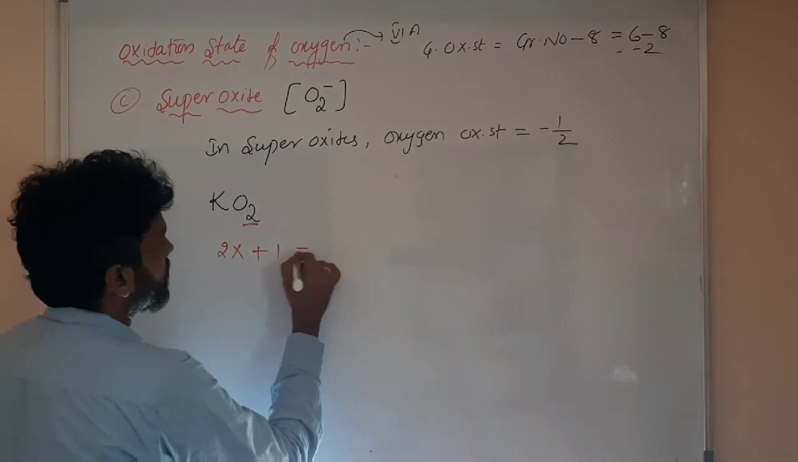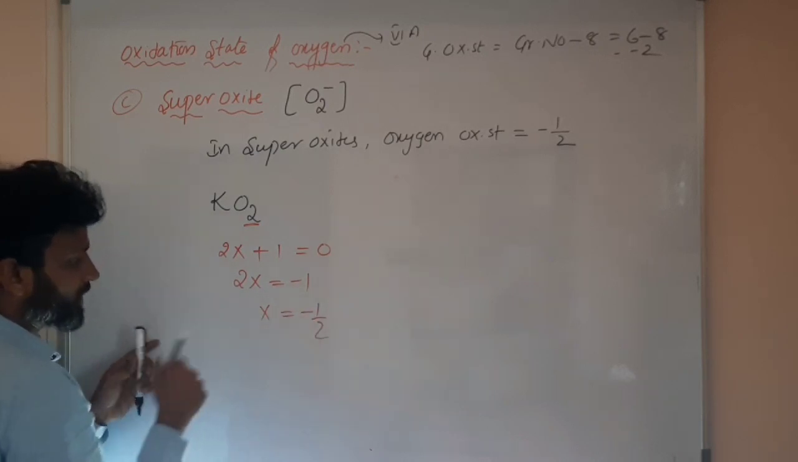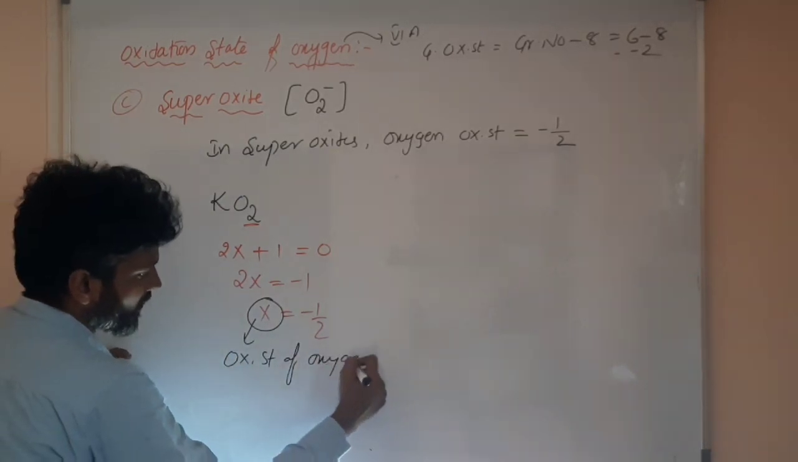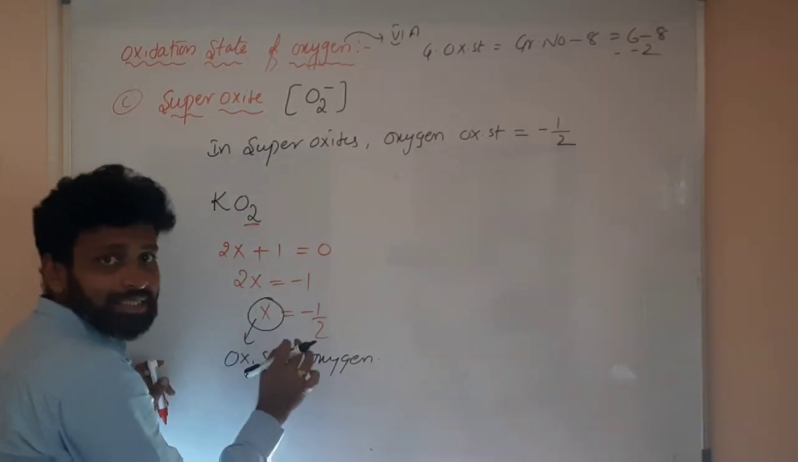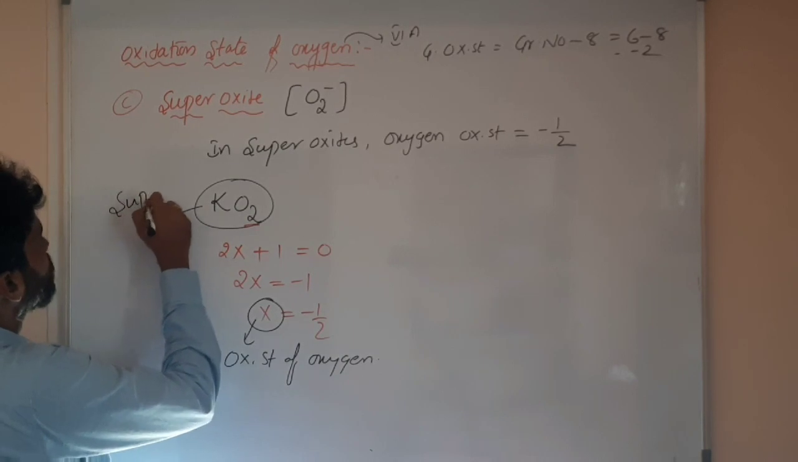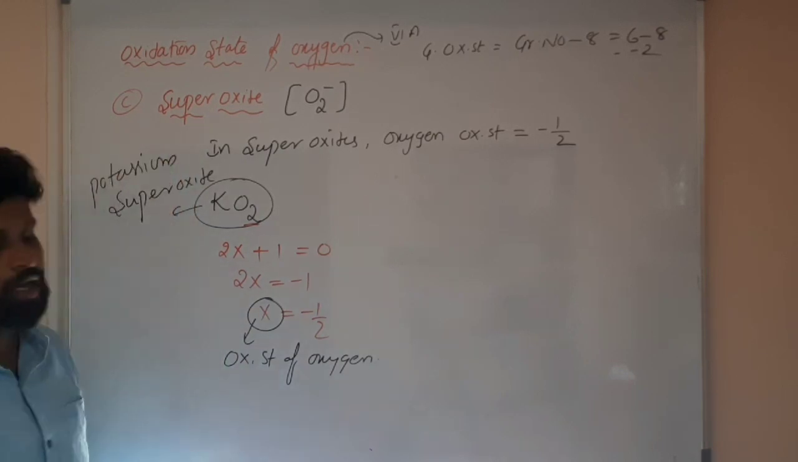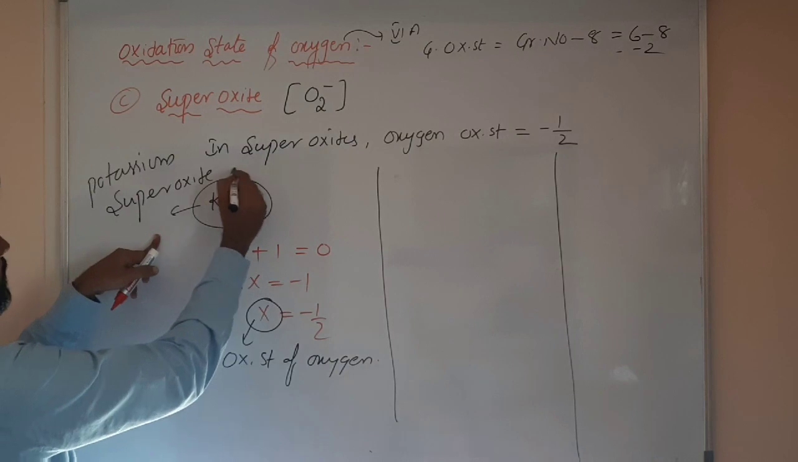Getting what I am saying? So 2x plus 1 is equal to 0. Then 2x equals -1. Then x equals -half. X is the oxidation state of oxygen. Understood, sir? So in KO2 the oxygen oxidation state is -half. That means KO2 is a superoxide. Its name is potassium superoxide. Got it? I hope you have clarity. So I'll give you the differences between oxide, peroxide and superoxide. Now KO2 is superoxide. This is the example for superoxide.